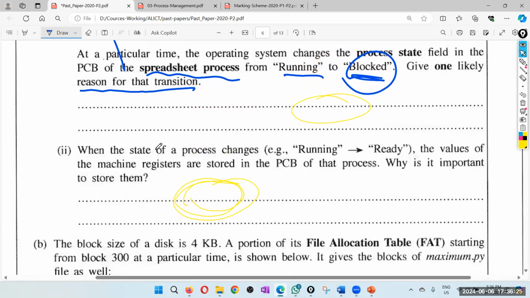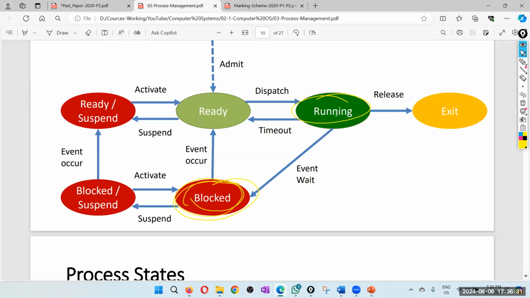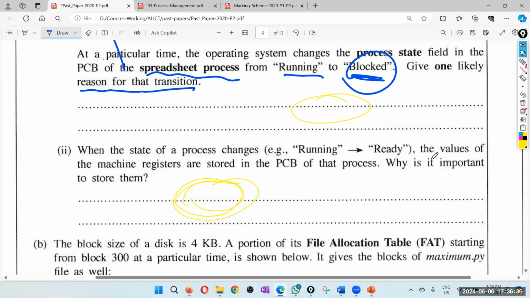Right. So second part, when the state of a process changes, running to ready. Running to ready means it's timeout now. The values of the machine registers are stored in the PCB. Yes, the values of the registers must be kept in the PCB because next time when it resumes the processing, when it goes back to running, it needs to initialize those values again and start processing. That is why we say this has some overhead. Why is it important to store them? So now you need to explain that.